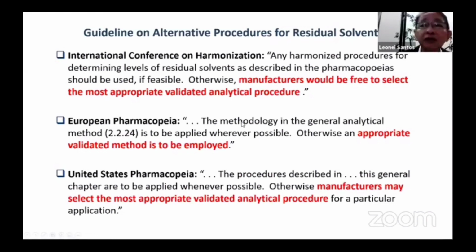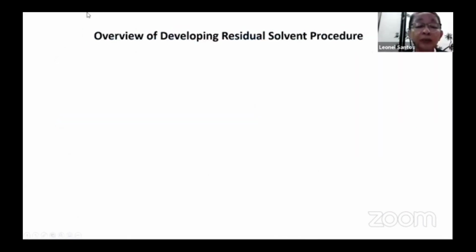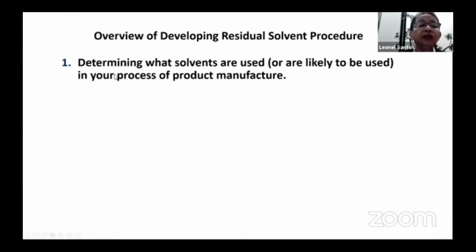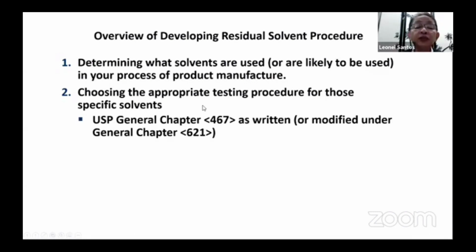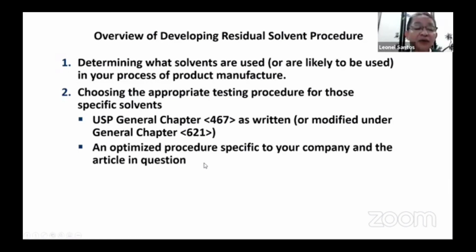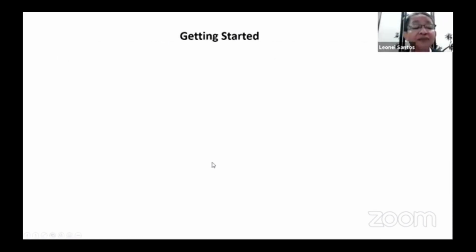So meaning you do not have to analyze all the residual solvents, but you only need to analyze the residual solvents that are specific to your sample. So in terms of the overview of developing a residual solvent procedure, you need to determine what solvents you're going to be looking for, because there are a lot of solvents and there are 3 classifications. You need to choose the appropriate testing procedure for those specific solvents. Either you use what is prescribed in the USP General Chapter 467 as written, but you can modify them, or you can come up with your own method of residual solvent analysis.